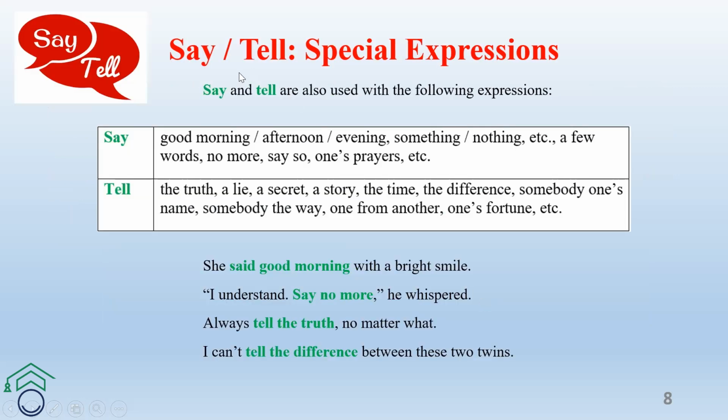These two verbs are also used in the following expressions, so-called collocations. Say good morning, say good afternoon, good evening, say nothing, say no more. As for tell: tell the truth, tell a lie, tell a secret. There are a lot of them and we have to remember them. Who can read the examples? Dasha, can you read the examples, please?